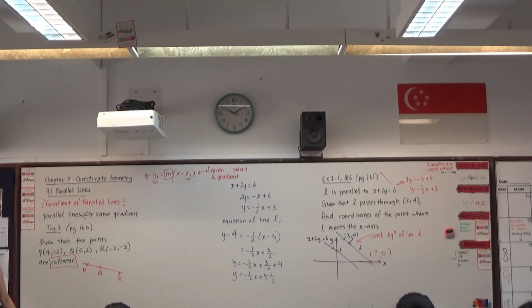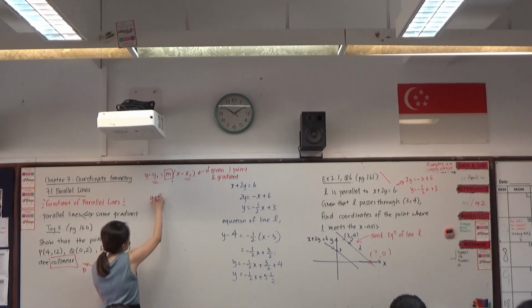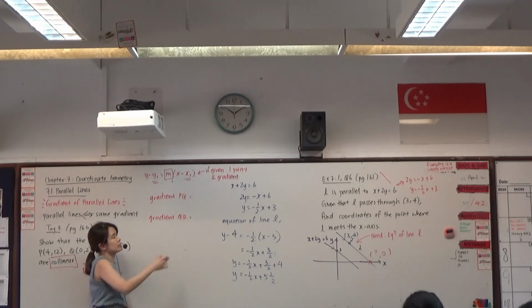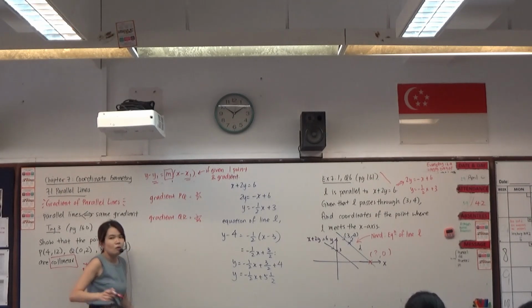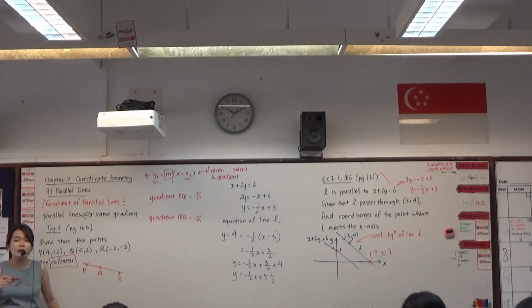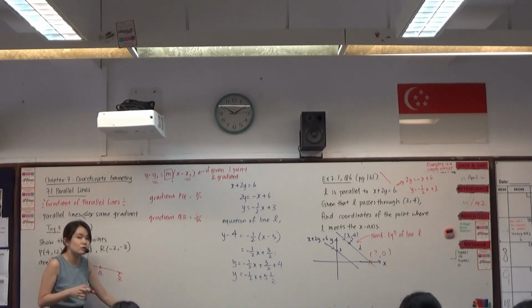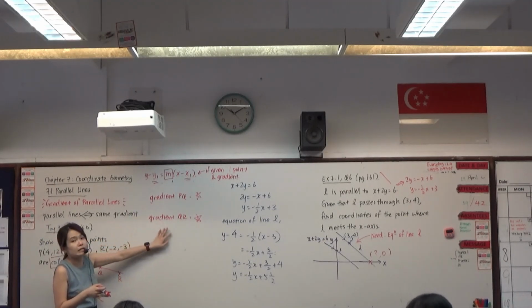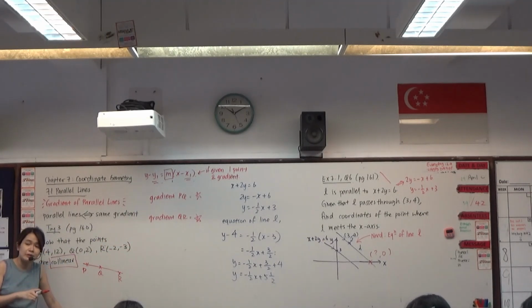But if let's say I find the gradient of PQ and the gradient of QR and the number happens to be equal, what can we say out of that? Can we just say that they are going to be collinear already? How many of you think that if I see the value is actually equal, I can immediately say they are collinear? They are only parallel. So when we see that the gradients are equal, we can only conclude that they are parallel. We cannot yet say that they are collinear.